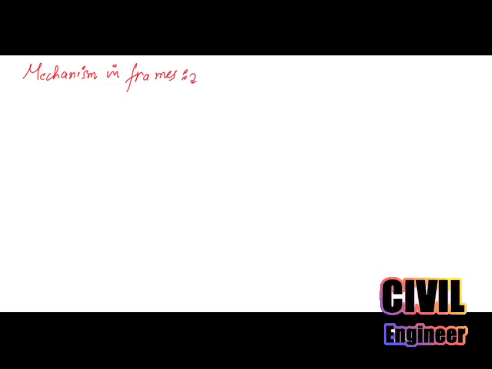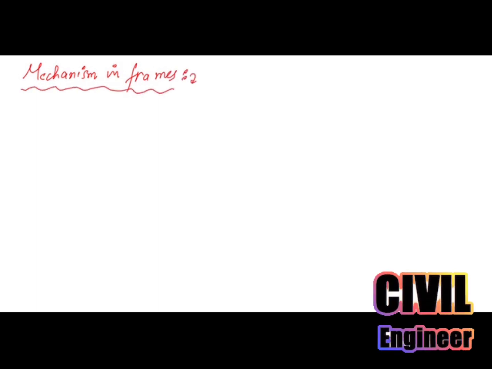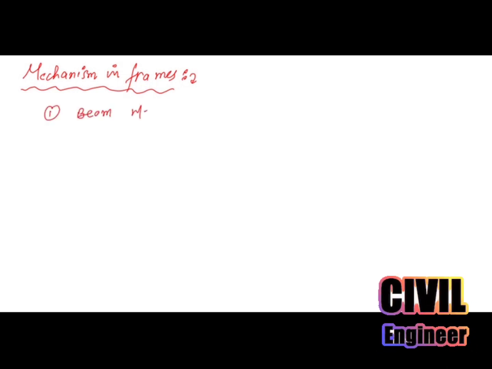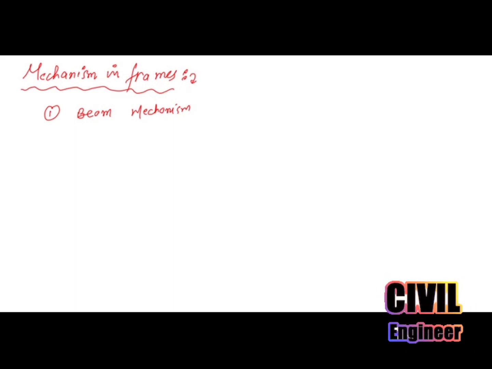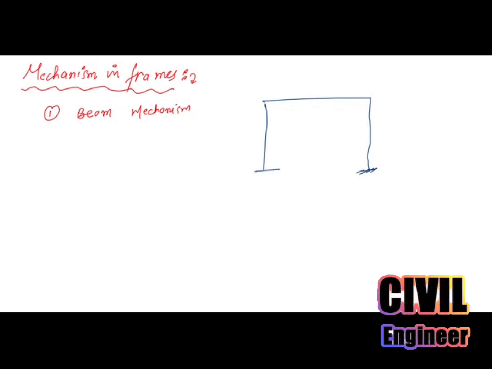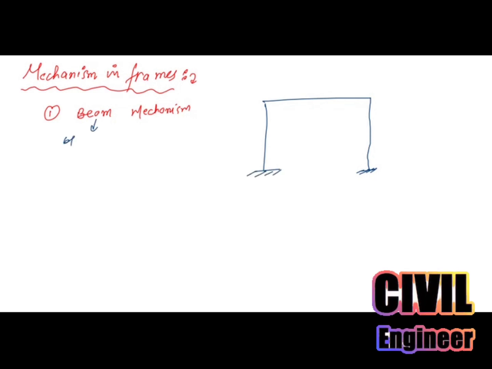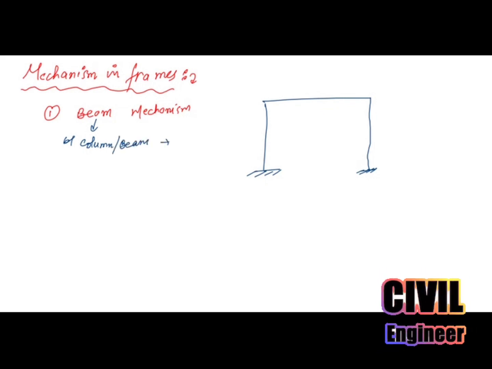Now we have a last topic here, that's mechanism in frames. We have four types of mechanism in frames. The first one is beam mechanism. What is this beam mechanism? Let's take any member, either a column or a beam. If the plastic hinge is formed in that, or the mechanism first happens in any one of the members, that's called a beam mechanism.